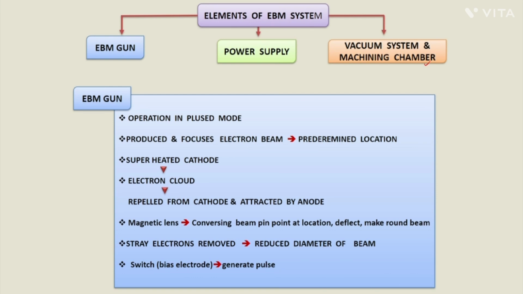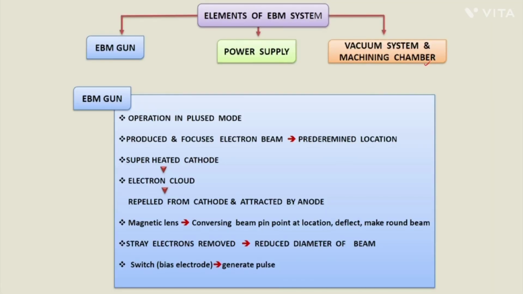Because of this heating of the cathode, electron clouds are generated surrounding the cathode. These electron clouds are negatively charged, so they are expelled by the repulsive force of the cathode, and they are attracted by the oppositely charged anode. Then they pass through the magnetic lens. When it passes through the magnetic lens, a converging beam pinpointed at a location can be generated.